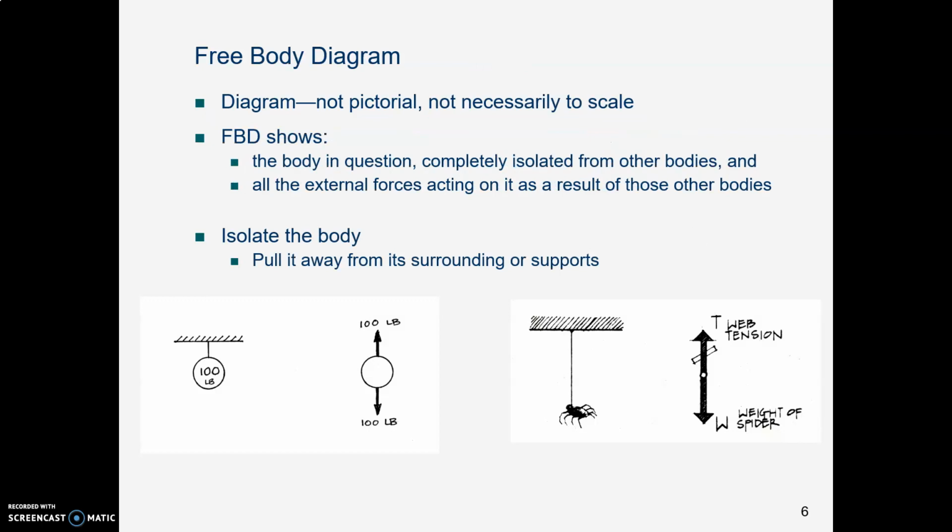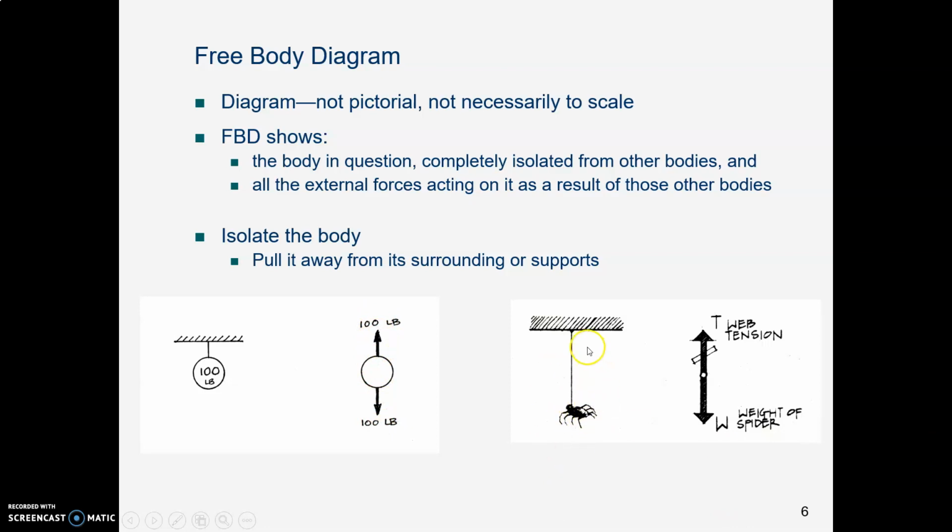A free body diagram is not a picture, it's a diagram. And it shows the body pulled free of everything else. All by itself, it's isolated. Notice the word free, that's key here. We're pulling it free from everything. So here's a weight hanging from a ceiling. Here's the free body diagram. No ceiling, just the weight and the equal and opposite reaction.